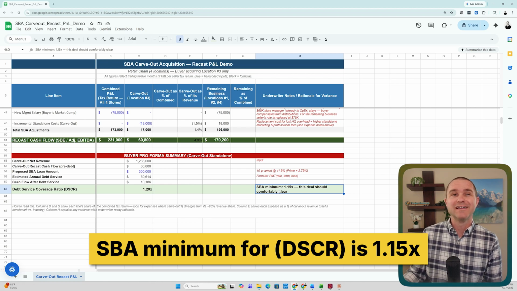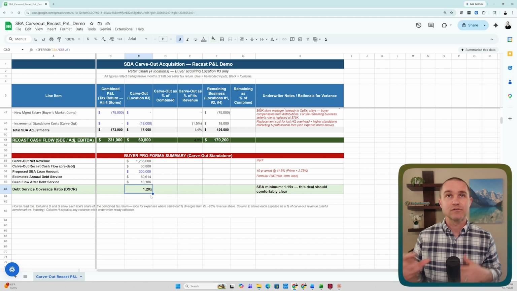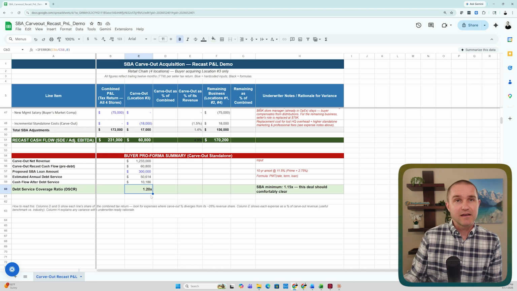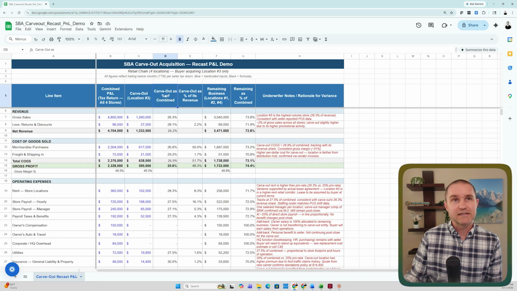It's not comfortable. It barely meets the mark, but this 1.2 debt service coverage ratio is what we need to be able to calculate for the standalone or carve-out entity. That's what the lender is going to be doing, and they're going to want to analyze what percentage of the total the carve-out is.